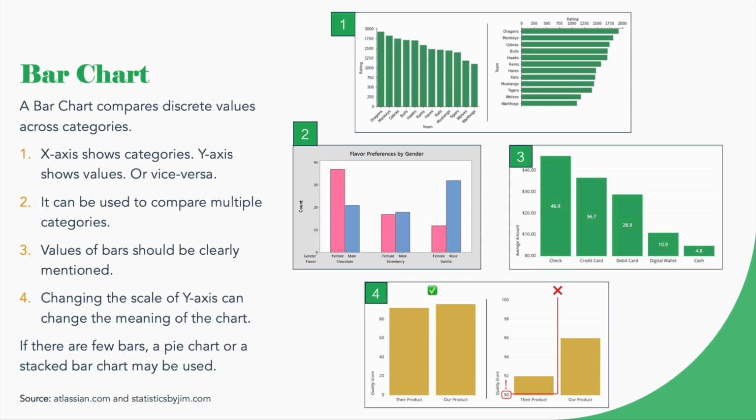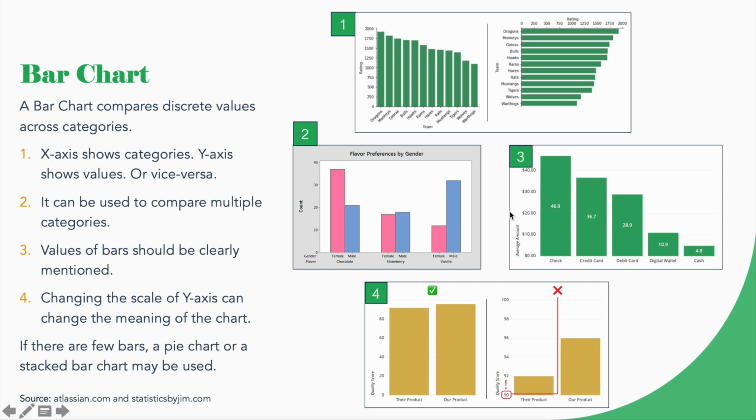And one tip that I would like to give you here is that if there are very few bars, say there's only 3 or 4 bars, like this one, and all the numbers add up to 100%, then you can actually use a pie chart to communicate this information. If a pie chart can communicate the information more effectively in this case, then you should definitely use a pie chart instead of a bar chart.